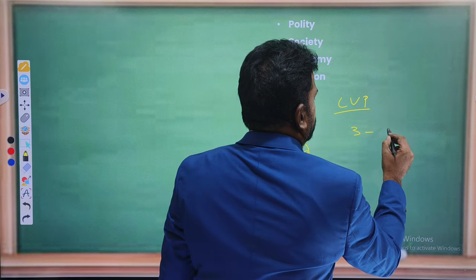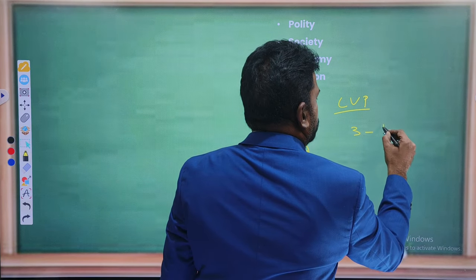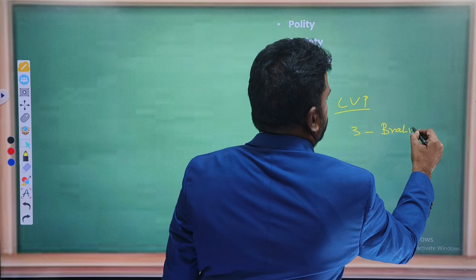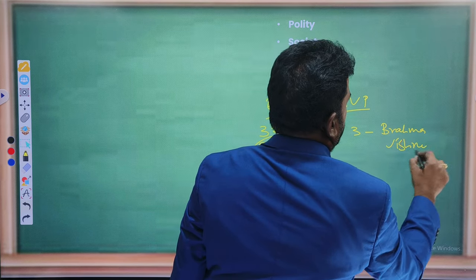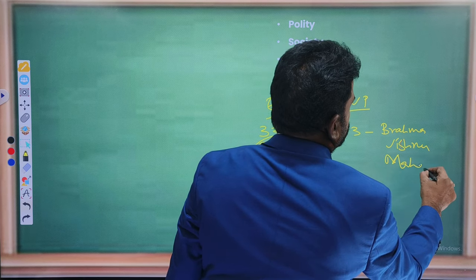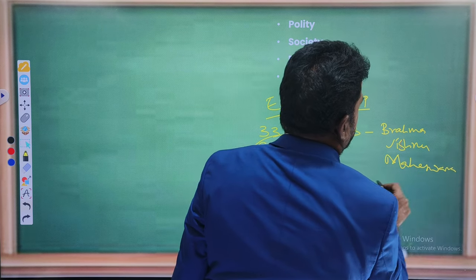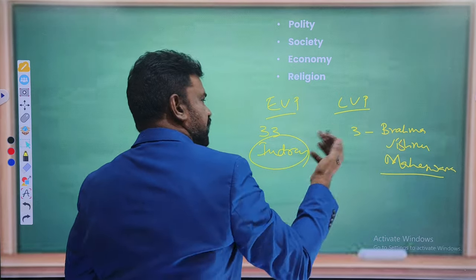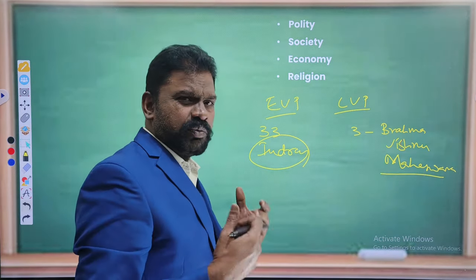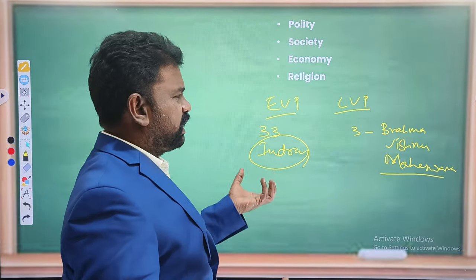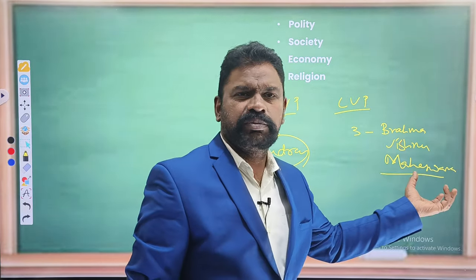Three gods, Brahma, Vishnu, Maheshwara. These three, the Trimurti system, started in the later Vedic period. Of the 33 gods, Indra, Agni, Varuna, Yama, all of these lost their importance in the later Vedic period.